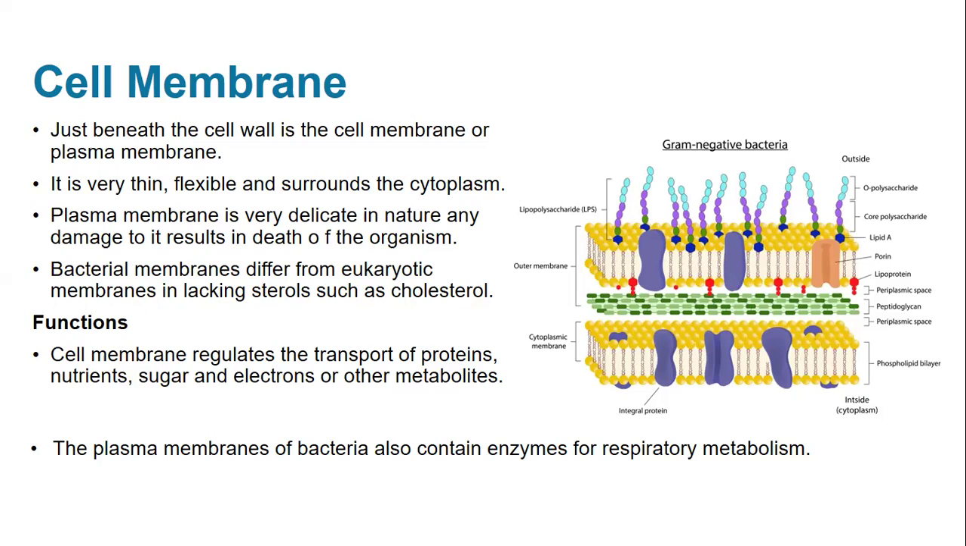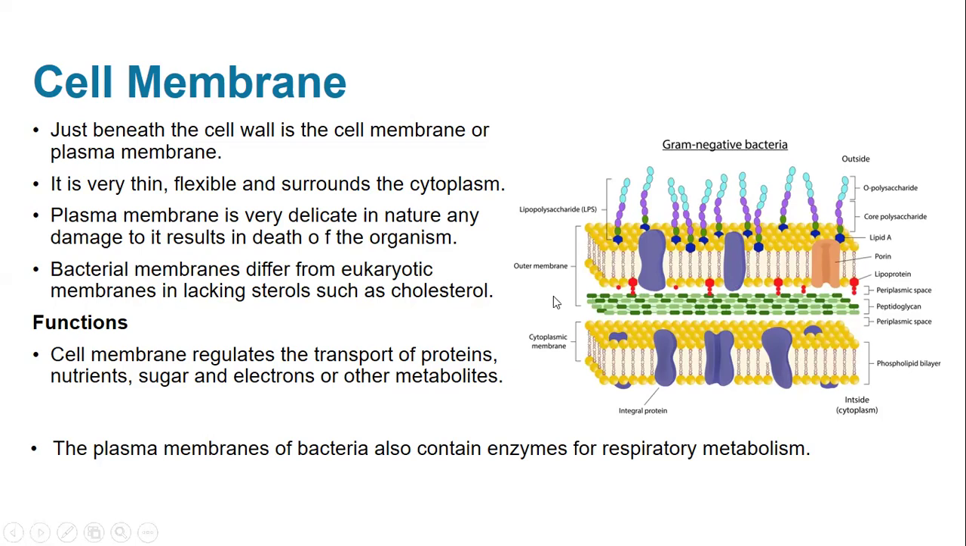The function of the cell membrane is to regulate the transport of proteins, nutrients, sugars, electrons, and other metabolites which are required by the bacterial cells. The bacterial plasma membrane also contains enzymes for respiratory metabolism, whereas this process is not present in eukaryotic cells. These structures of the gram-negative bacteria demonstrate different chemical compositions, which is the bacterial cell membrane or the plasma membrane, as you can see over here.